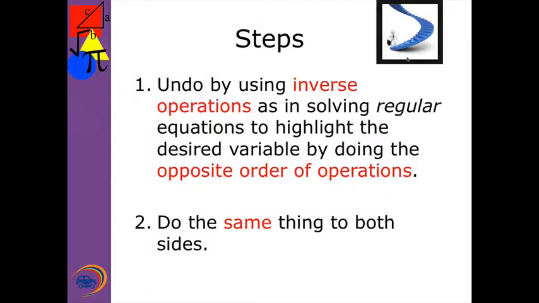All right, the steps, 2 things to do. We undo or solve by using inverse operations, as we do in solving regular old equations, to highlight the desired variable by doing the opposite order of operations. Inverse operations: adding and subtracting are inverse operations, multiplication and division are inverse operations, squaring and square rooting are inverse operations. And please remember, for step number 2, you have to do the same thing to both sides.